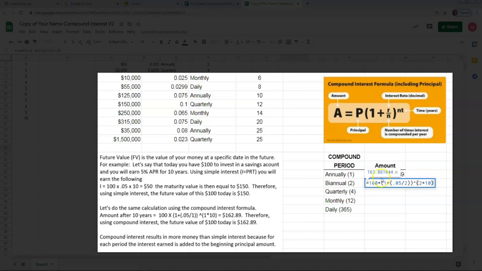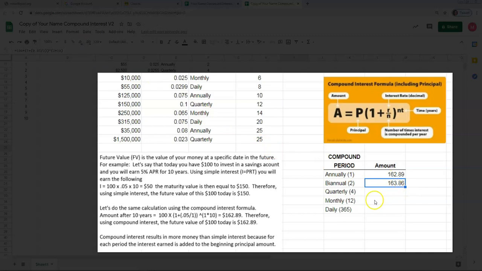Now, when we enter this, our value should be similar, but just a little bit more. The more you compound it, it does increase the amount of interest accumulated, but not that much. But it does make a difference. And that's what we're exploring here in this video. And we'll reduce those decimal places, and there it is. So you can see it is a little bit more, about $1 more.